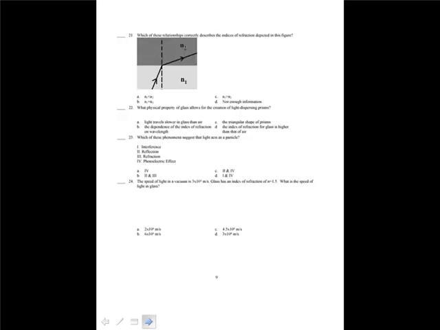Which of these relationships correctly describes the indices of refraction depicted in this figure? Alright, so we have a ray that comes along here. In order to bend the way that it does, it has to travel faster in medium 2 than it does in medium 1. That means that the velocity in medium 2 is greater than the velocity in medium 1. That means that the index of refraction in medium 2 is less than the index of refraction in medium 1. And so the correct answer then is C. n1 is greater than n2.